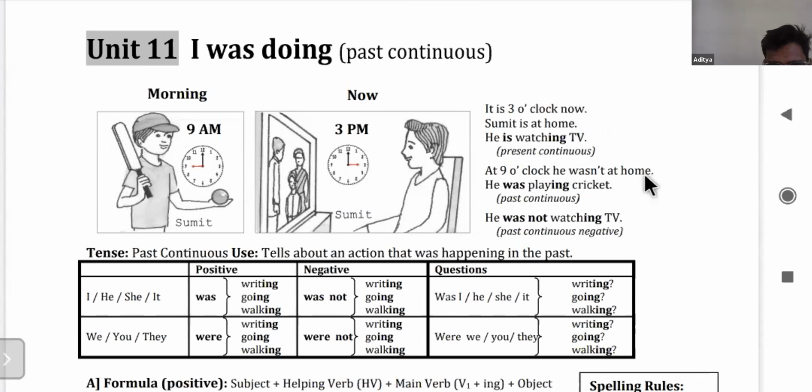At 9 o'clock, he wasn't at home. He was playing cricket. Notice the change. The ing form is there of the verb, and here's your helping verb. It has changed to was. Okay, then read me this one. He was not watching TV. And this is the past continuous negative, because there is also not in between.